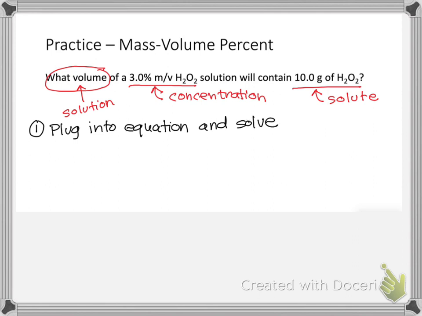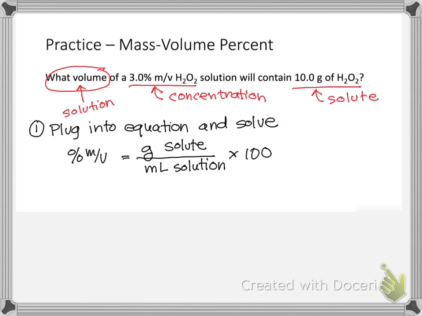Okay, so the equation is percent mass to volume equals mass on the top, so it's the grams of the solute, divided by the milliliters of the solution, because it's volume on the bottom, times 100. Okay, so what I don't know is that. I have no number. They want to know the volume of the solution.